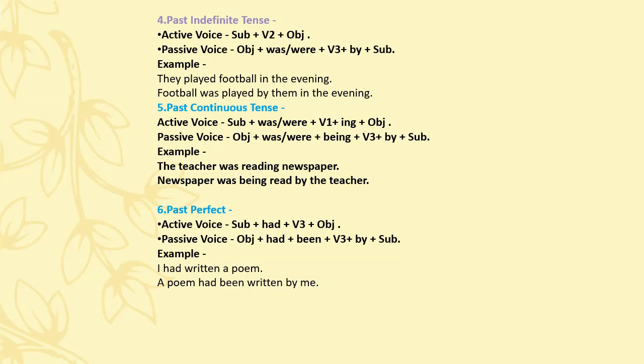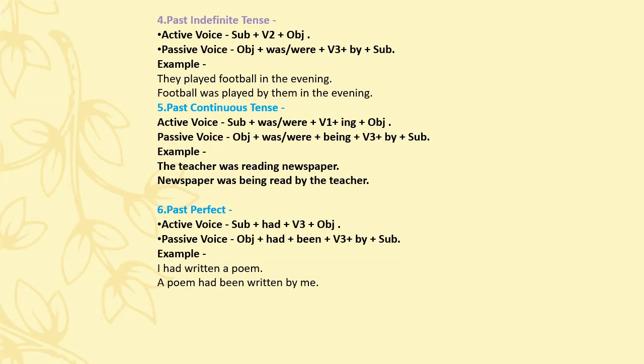Okay, let's see the example. The teacher was reading newspaper. Newspaper is the object over here, so it will become the subject. It is singular in form, so was will be added. Being, as I told you, since it is the continuous form, and the V3 form of read is read, so: newspaper was being read. The pronunciation would change, but the spelling would remain the same. By, the preposition, will be added. The teacher is your subject, that would become your object.